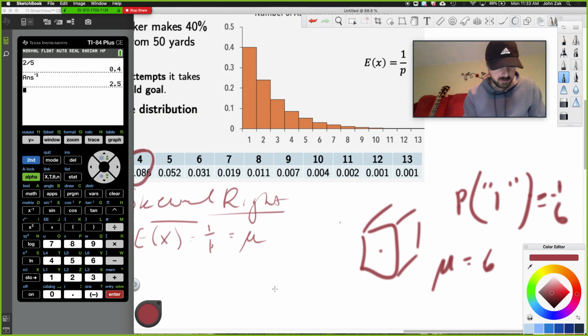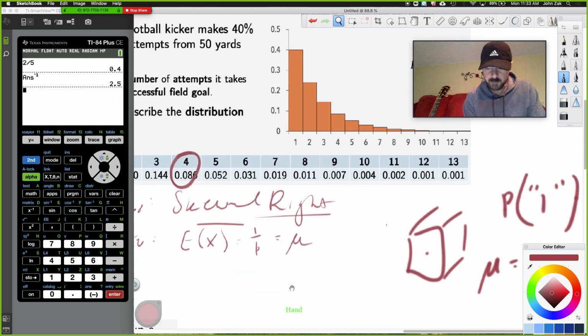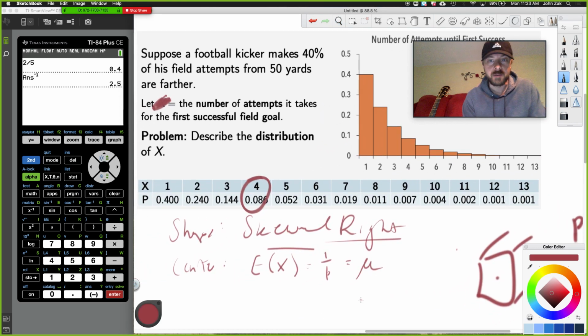But in this case, since it was 0.4, the reciprocal of 0.4 is 2.5. So that's kind of nice.